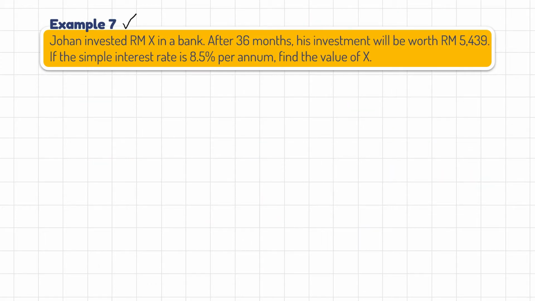Example 7. Johan invested RMX in a bank. So here we are given RMX, the amount that Johan invested. For sure, this is our P. After 36 months, his investment will be worth 5,439 ringgit. Here we have the information 36 months, referring to our T is 36 months. In years, it should be 3 years.